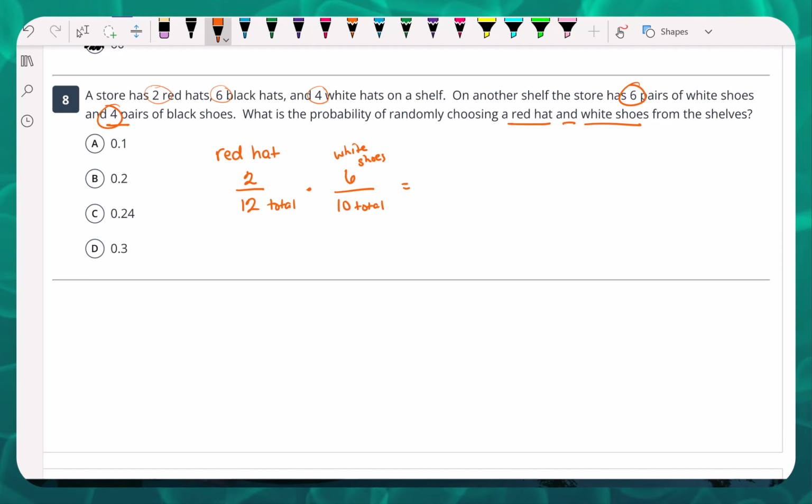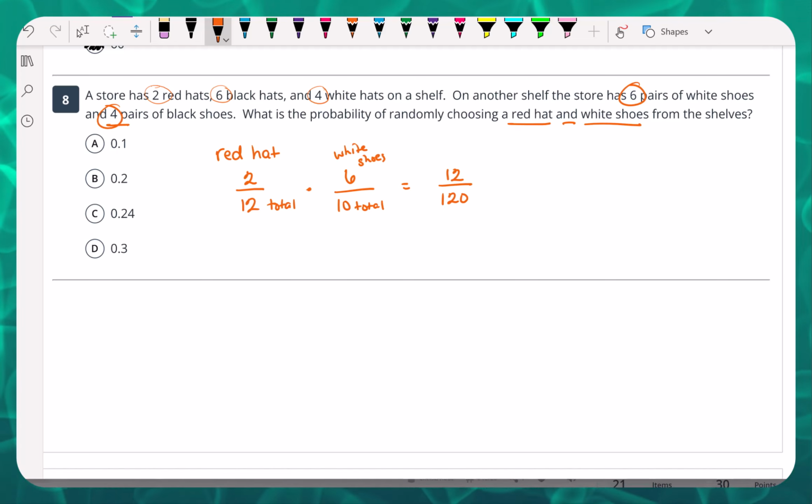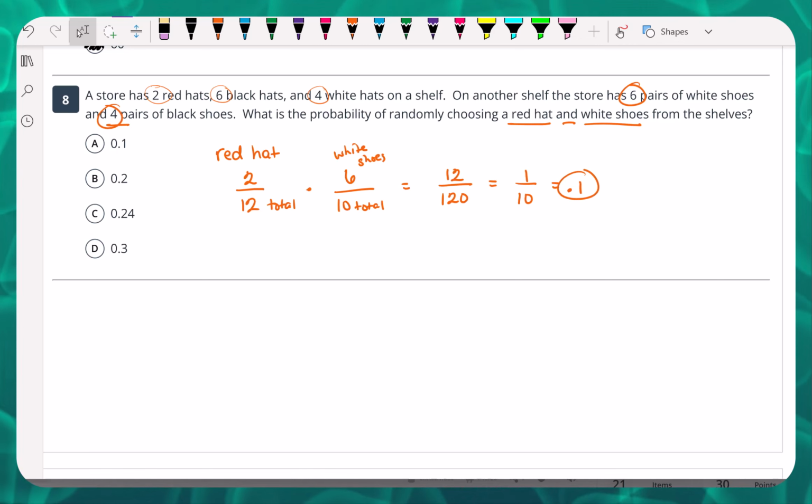So 12 times 6 is going to give you, 2 times 6 is going to give you 12. And then 12 times 10 is going to give you 120. And that's going to simplify to 1 over 10 or 0.1, which is this.